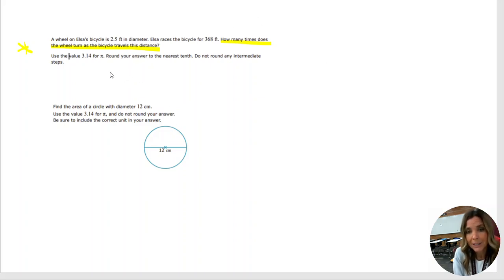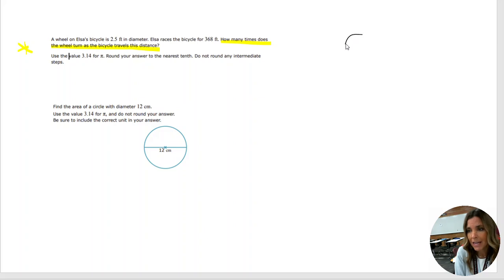A wheel on Elsa's bicycle is 2.5 feet in diameter. Elsa races the bicycle for 368 feet. How many times does the wheel turn as the bicycle travels this distance? So the question we're being asked, I underlined that in yellow: how many times does the wheel turn? If she's racing for 368 feet, we want to know how many rotations of the wheel there are. That's basically what the question is asking us.